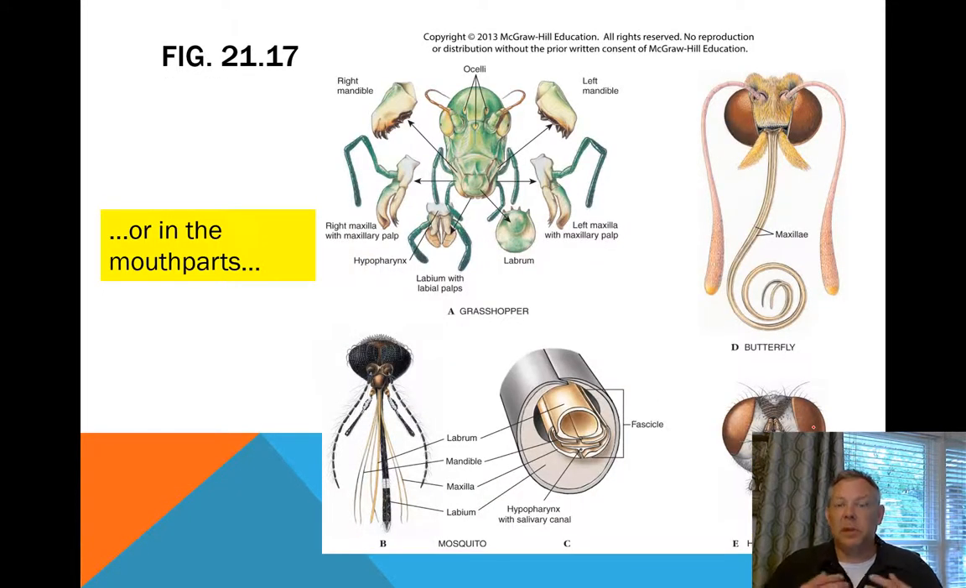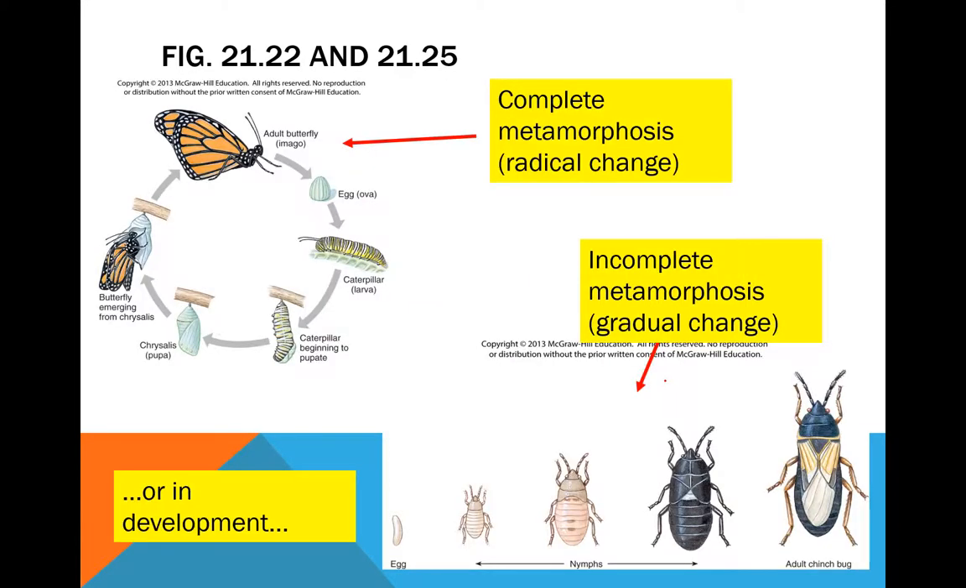Lots of variability in the mouth parts, and we looked at some mouth parts in the grasshopper. We talked about how the mouth parts differentiate these groups from the spiders and things, but then you've got mouth parts that are made for feeding on nectar way down deep in a flower, and you've got sucking mouth parts, and so again, lots of variability in the insects.